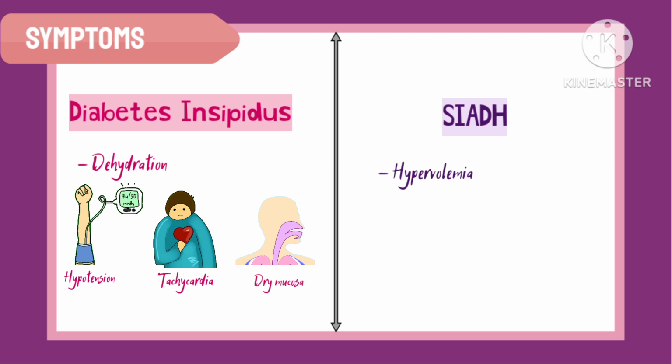The person feels thirsty again and again, and this is also one of the reasons why diabetes insipidus is called diabetes even though it has no relation with insulin.